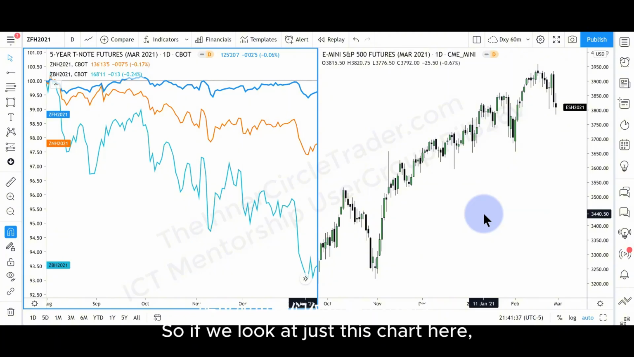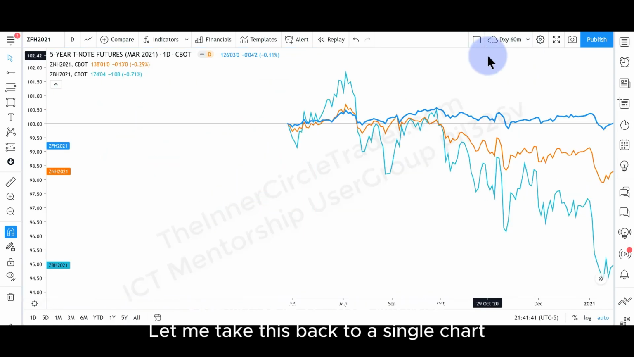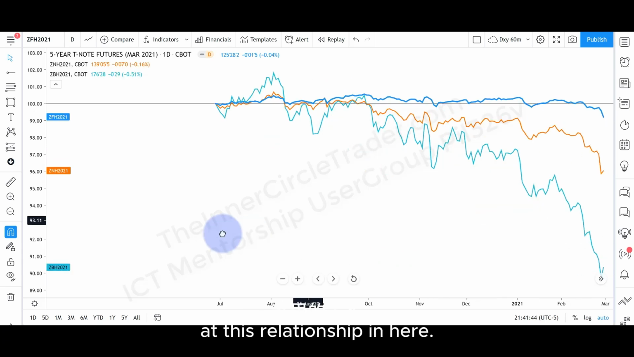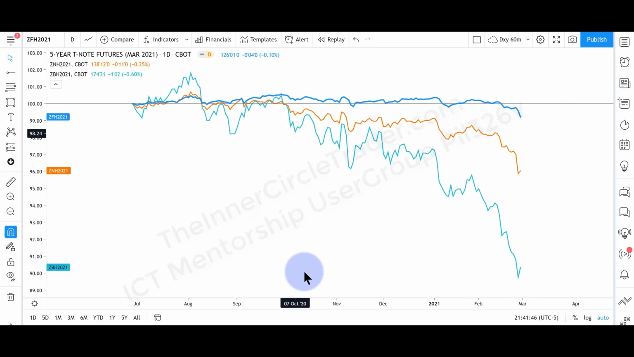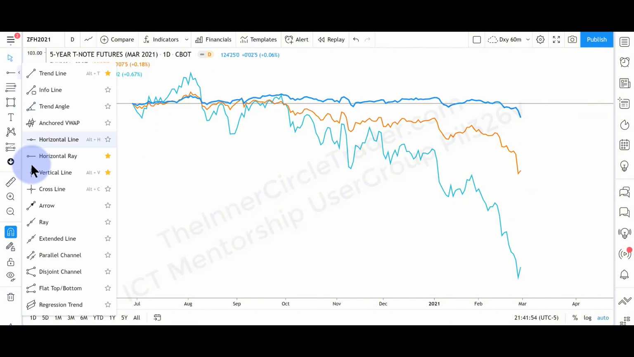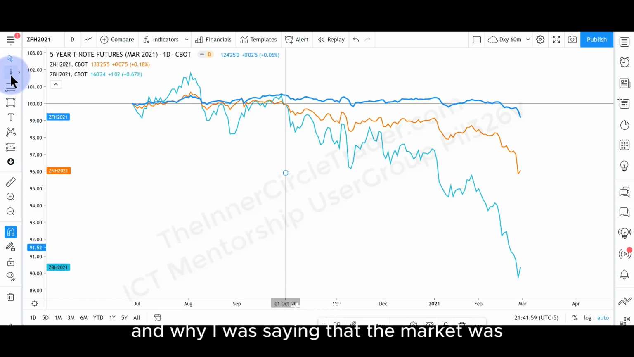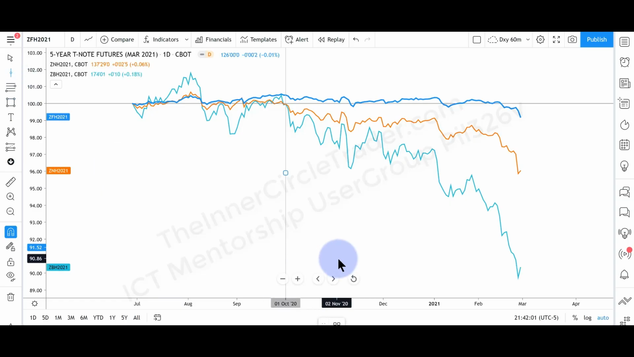All right, so if we look at just this chart here, let me take this back to a single chart, and we're going to look at this relationship in here. In October, November, in this little area here, I'm going to show you what had happened and why I was saying that the market was going to perform as it did. So right in here, in this general area, this is where it starts to drop.